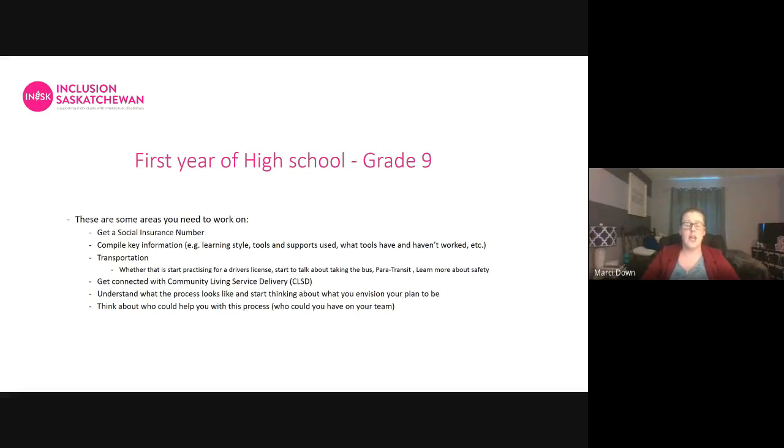Transportation is another big one. It sounds funny to start transportation this early, but if you have to use a bus system, I haven't used a bus system in a long time, but I've seen some individuals using the bus system, and I don't know how they do it. It's very complex. There are definitely some apps and things out there, but the longer you are able to practice it, the better you're going to get at it. So it could be a bus system. It could be practicing for a driver's license. It could be getting set up with paratransit. It could be learning safety things. It could be a variety of different things. It really depends on what each individual needs.